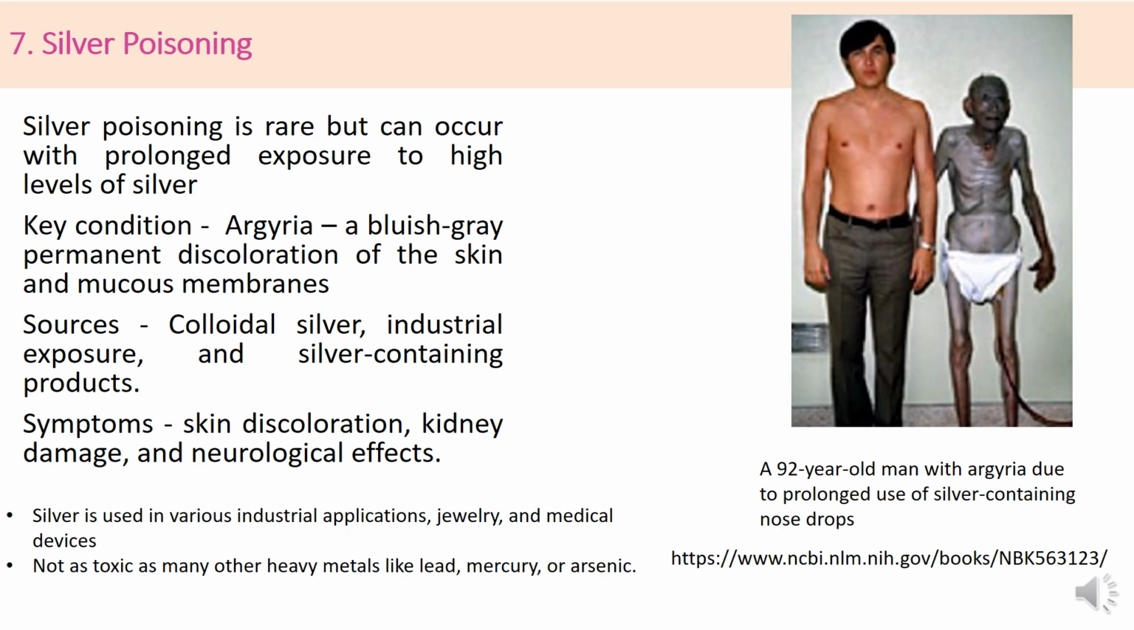The next one is silver poison. It is not that toxic when compared to other heavy metals. However, now here is one of the photographs that we can see. A 92-year-old man with argyria. What do you mean by argyria? You can compare the skin color of these two people. That means this person was using for a long time a nasal drop with silver metal.